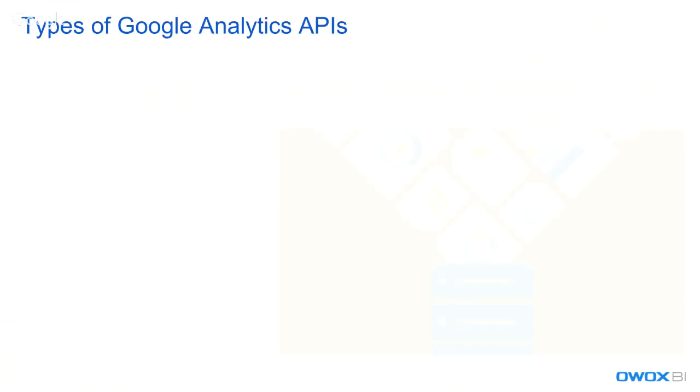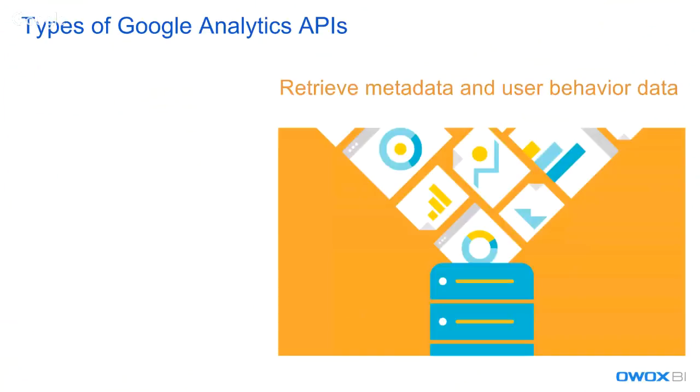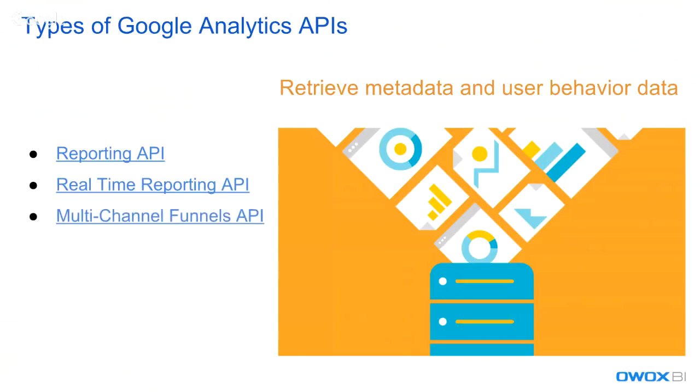The next category of Google Analytics APIs is APIs for retrieving metadata and user behavioral data. It contains the Reporting API, the most popular API among Google Analytics users, the Real Time Reporting API, the Multi-Channel Funnels API, the Embed API, and the Metadata API.